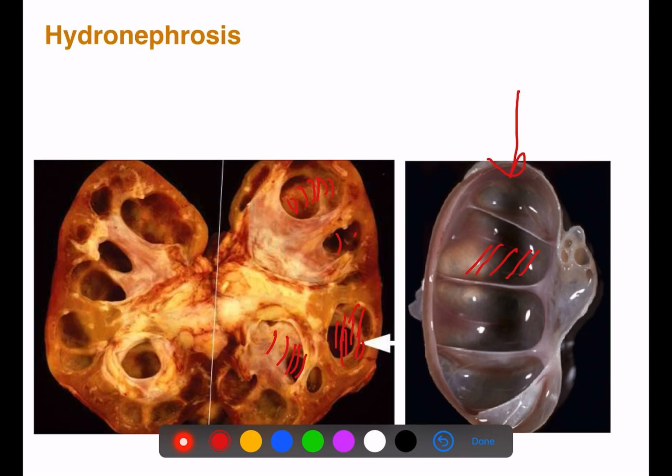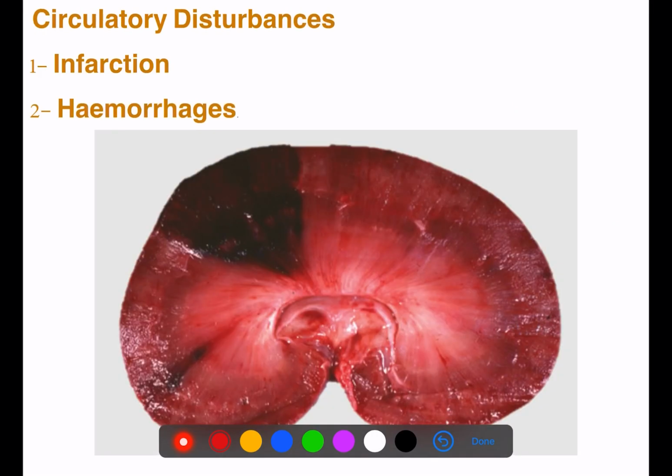Circulatory disturbance also occurs within the kidney, mainly infarction of the kidney. This type of infarction may involve the whole kidney if the obstruction occurs at the renal artery level. But when the obstruction occurs in a small vessel that supplies a pyramid structure of the kidney, only this structure will be infarcted.